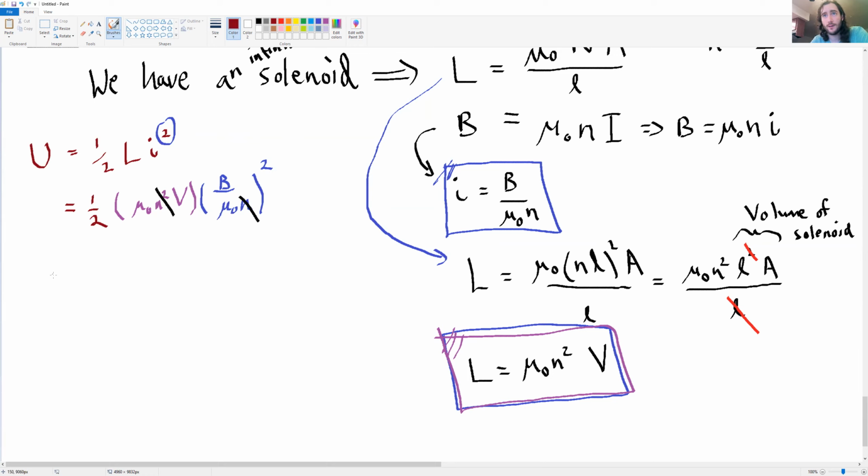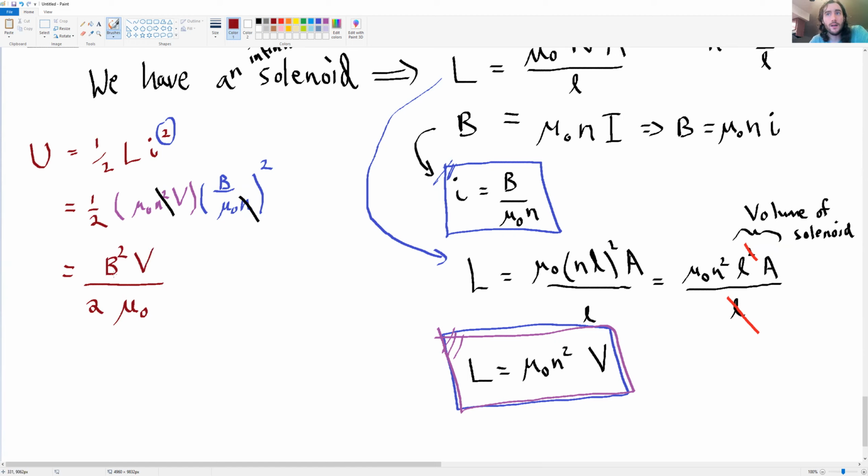What we're going to end up with is 1/2. I'm going to have a cancellation of a mu0, and I'm going to end up with a mu0 in the denominator. Let's make that a little bit more explicit here. So 2 mu0 in the denominator, because I have mu0 squared here, and I have just 1 power of mu0 there. Okay, so mu0 in the denominator, b squared up top, and a volume up top.